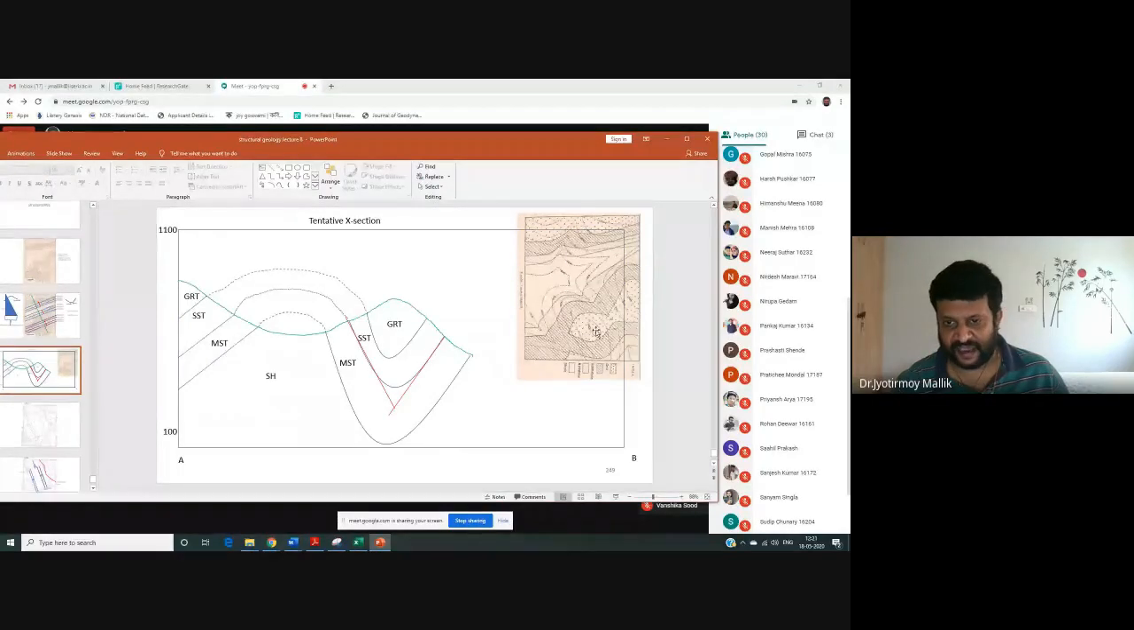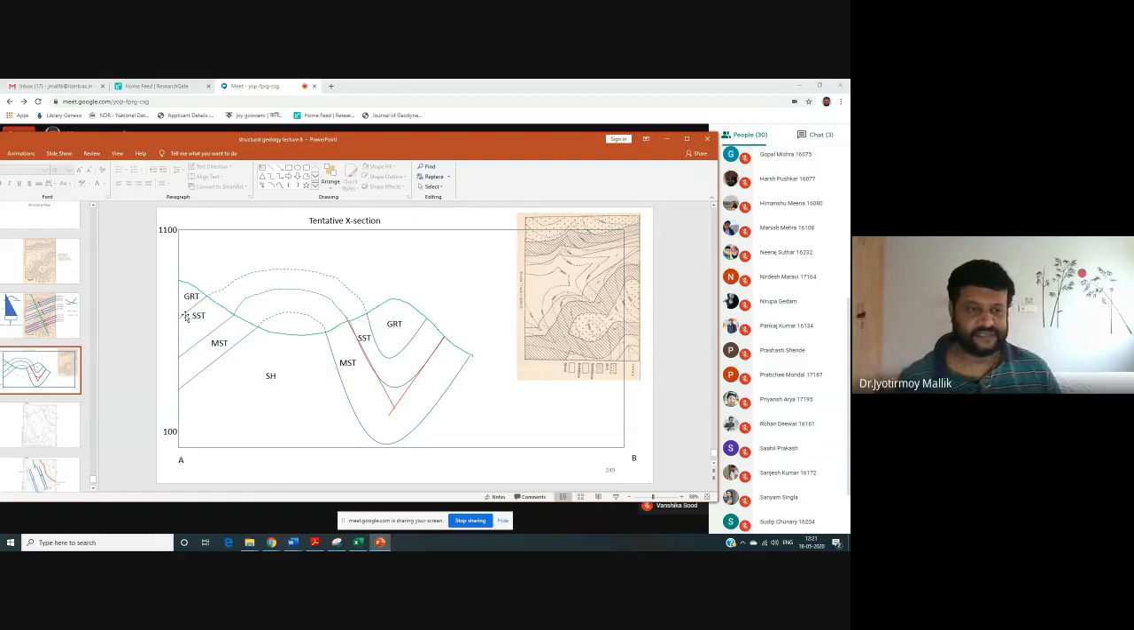Then it again slowly increases and attains 800 feet. So it goes all the way up to here, and then the height of the hill actually decreases, and then it goes away. Just by looking at the topography, what you can observe is a valley and a hill. So a valley and then a mountain, then again another valley, a hill, and then another valley.